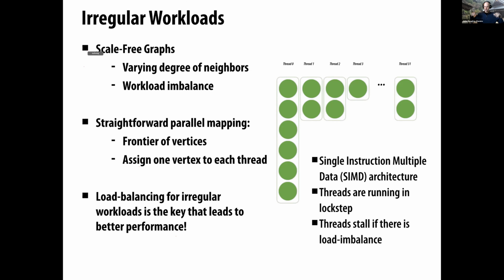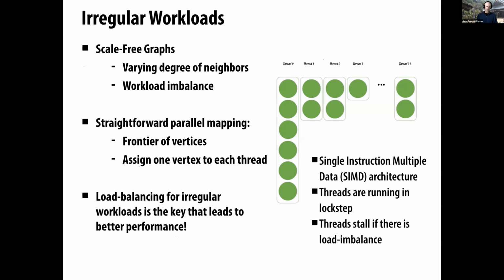And each vertex has a certain number of neighbors, and the easiest way to parallelize that is to parallelize over that frontier of vertices. So assign, say, one thread to every vertex. The problem is if you do that, you get a large amount of load imbalance because some vertices have only a few neighbors and some have potentially a very large number of neighbors. And so a lot of your hardware is going to be idle as you finish the vertices with the highest workload.